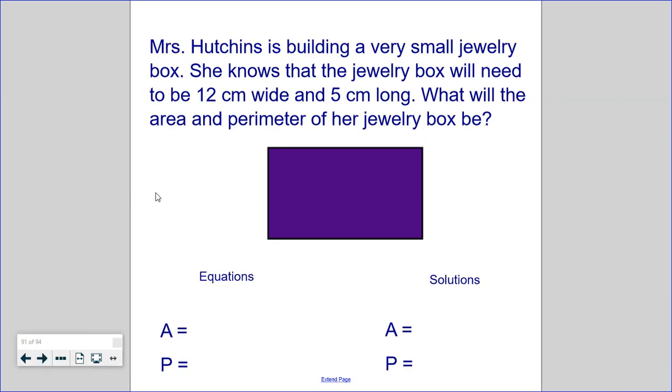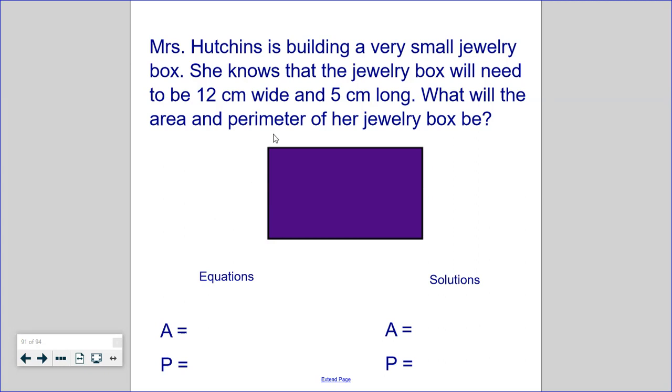So let's start with number 1. This looks different than the way it looks on your packet, but it's the same story. It says, Mrs. Hutchins is building a very small jewelry box. She knows that the jewelry box will need to be 12 centimeters wide and 5 centimeters long. What will the area and perimeter of her jewelry box be?